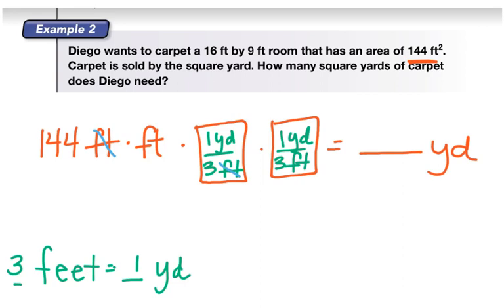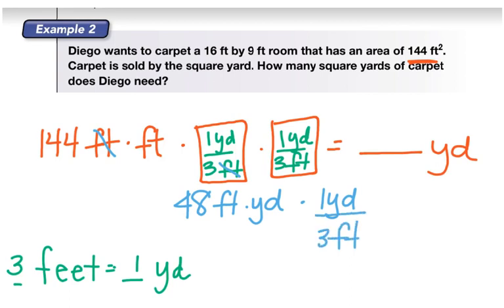144 times 1 is 1, but I have 144 divided by 3, which is 48. So now I have 48 feet times yard. Okay, and now I still have my unit multiplier of 1 yard over 3 feet, right?